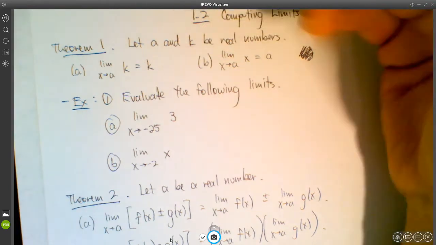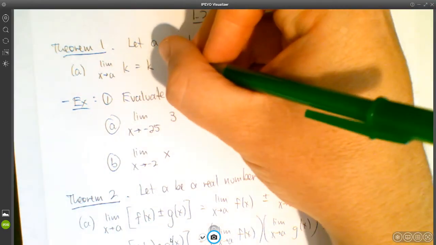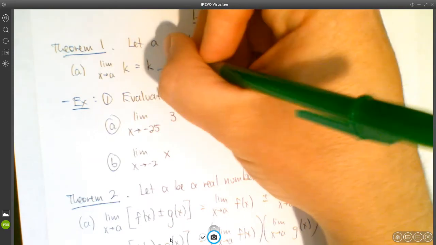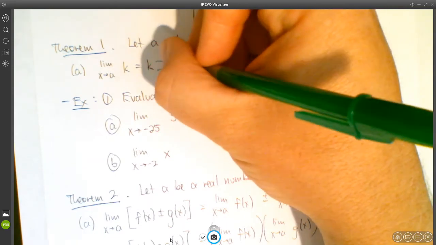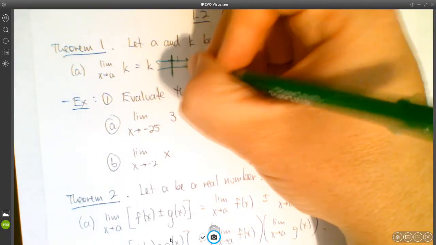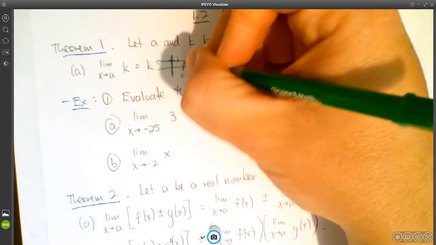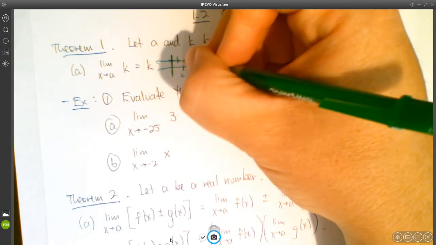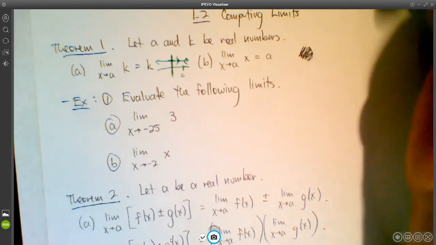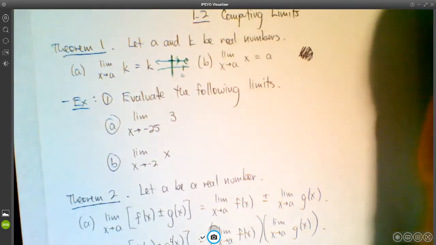Another way to see this is if you were to graph this thing. So let's say that k is up here. This is just a horizontal line through k. Whatever a is, maybe a is this number here, clearly the limit as x approaches a from either side is just going to be k. So that's that first one.